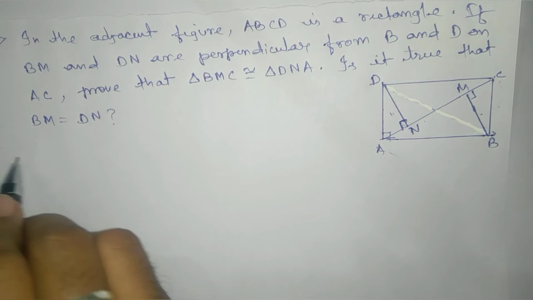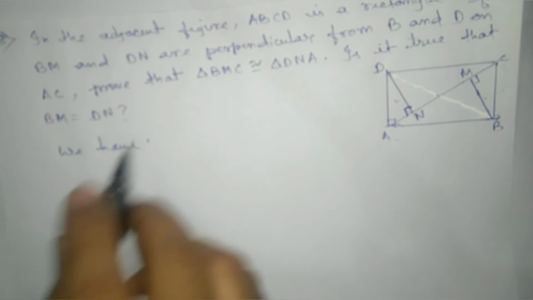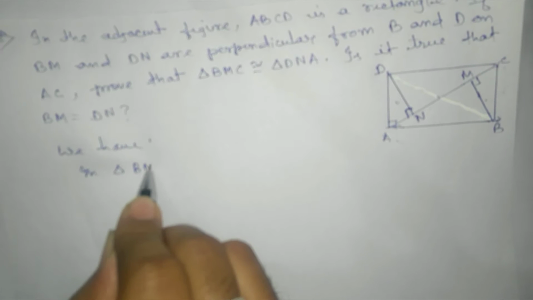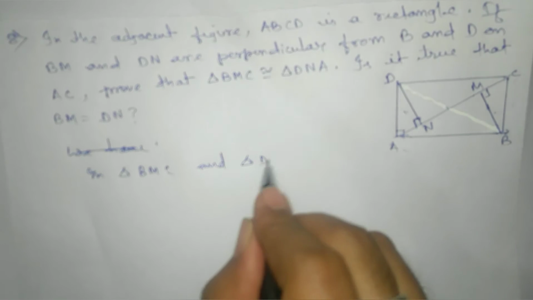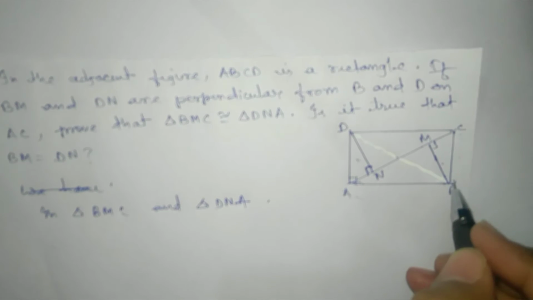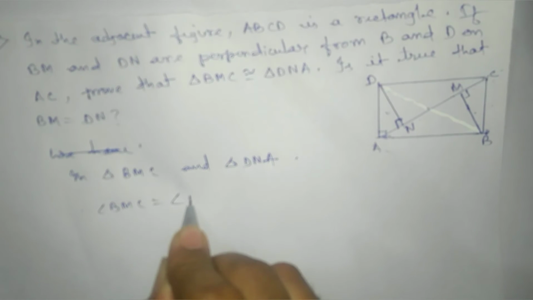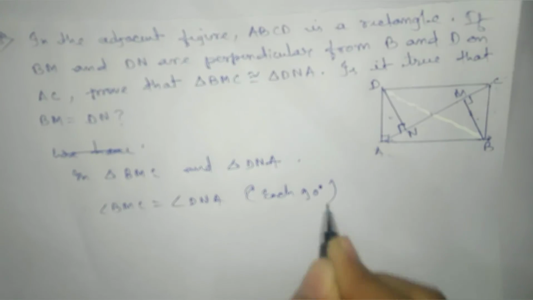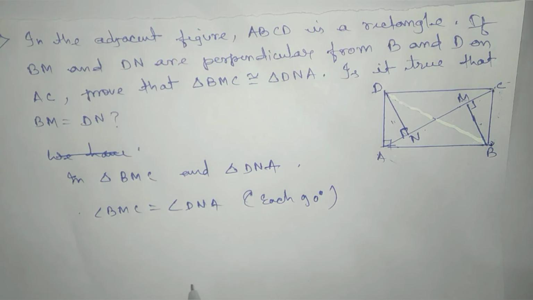Now after the diagram, the solution: in triangle BMC and DNA, what we have is angle. If you see the BMC, this is your BMC. In BMC you can see that angle BMC equals angle DNA, each 90 degree, as it is mentioned that they are perpendicular, that means we'll get 90 degree here. This is the first case.